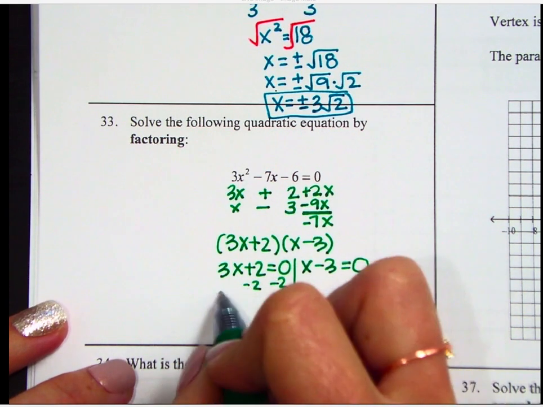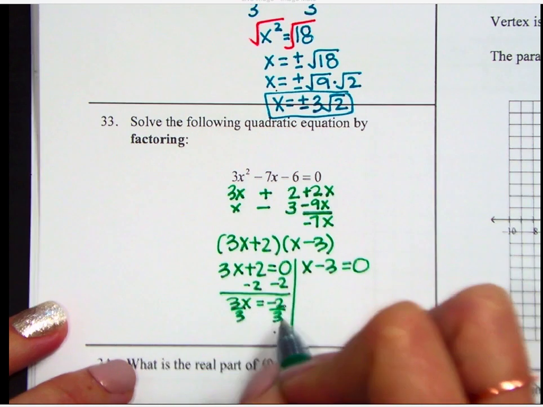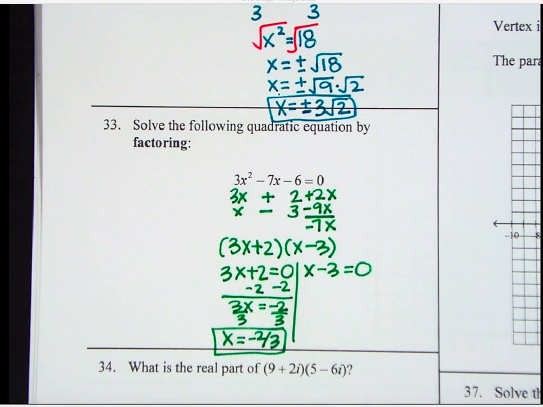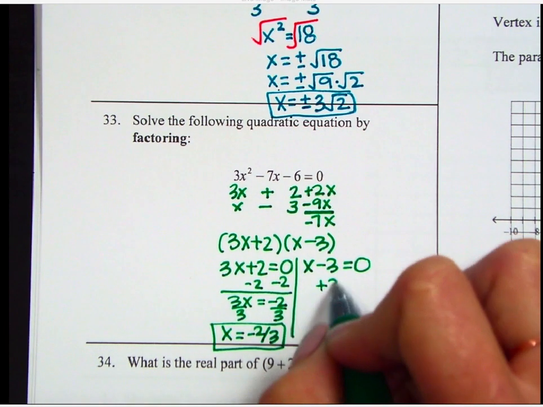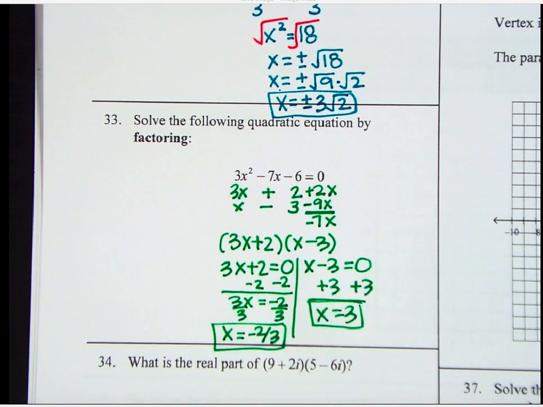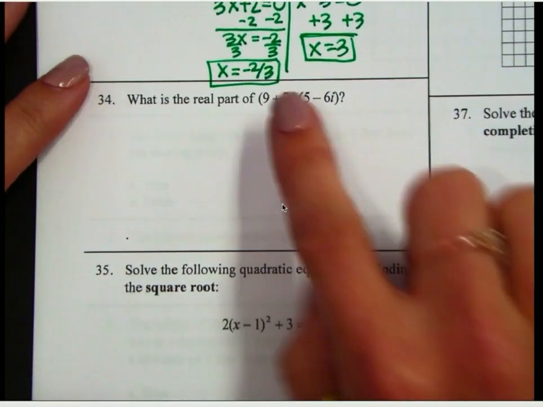So to show that work, 3x is equal to negative 2, divide by 3, and x is equal to negative 2/3 for our first solution, and then x equals 3 for our second solution.